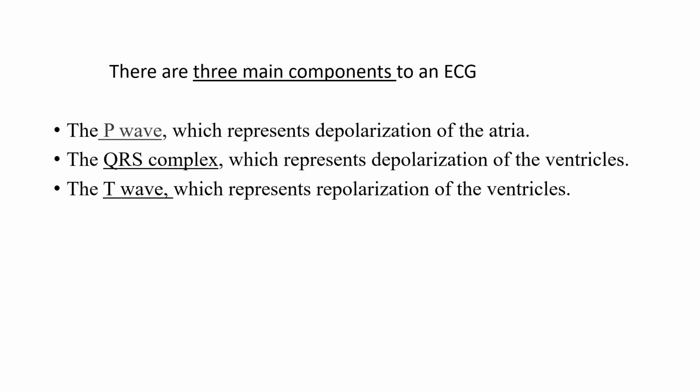P wave represents depolarization of the atria. What is depolarization of atria? Depolarization of atria means electrical activity of the right and left atria of the heart, that is upper chamber of heart. QRS complex. The QRS complex represents depolarization of the ventricles. Depolarization of ventricles means electrical activity of the right and left ventricle, that is lower chambers of heart.